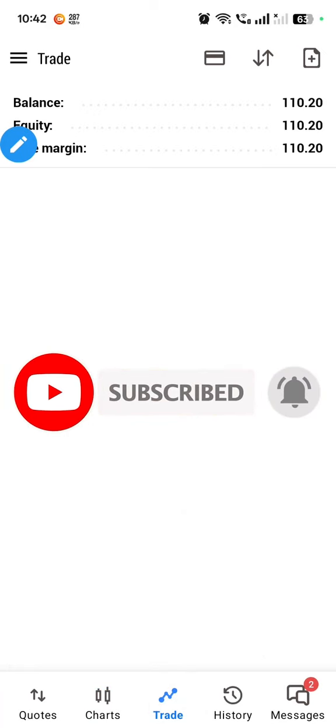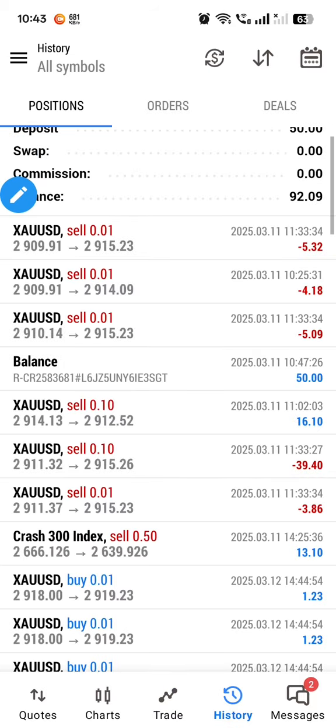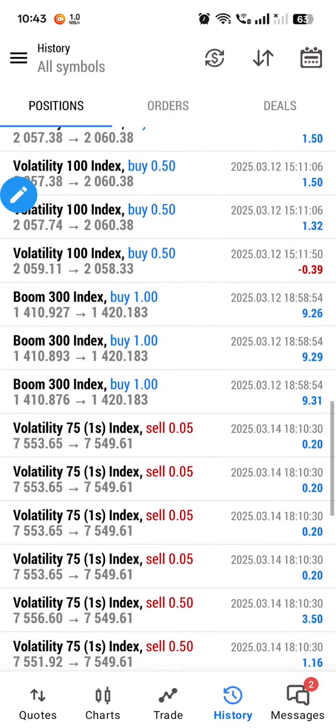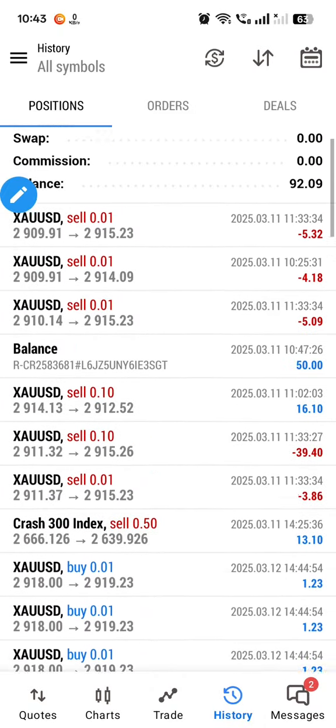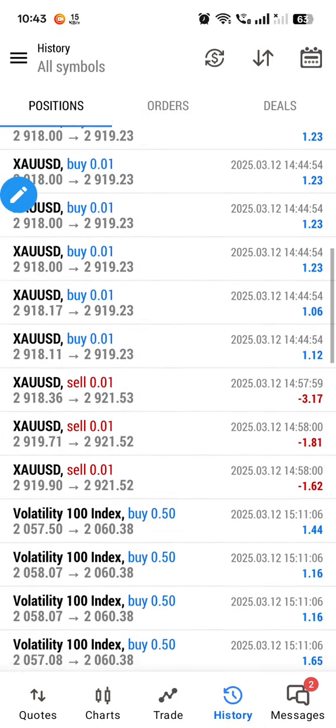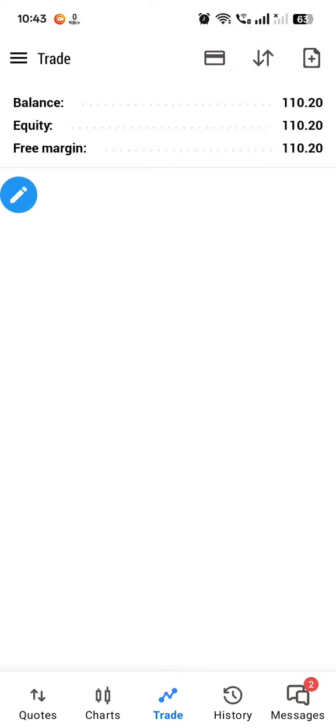Okay, so at this point we had 110 in the balance, so let me just go over to the history and show you. I think the client managed to raise the account from 50 USD on his own to like 110 USD, and then that's when he handed me over the account.